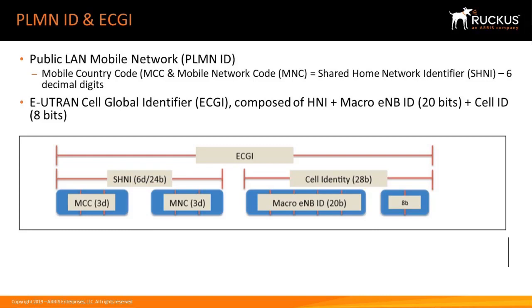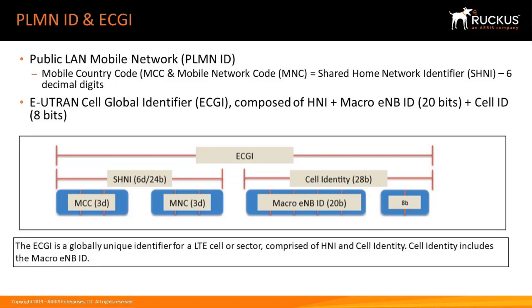The ECGI is composed of the Shared Home Network ID, plus the macro eNode B ID, which is 20 bits, plus a cell ID of 8 bits. The ECGI is a globally unique identifier for an LTE cell or sector comprised of HNI and cell identity. Cell identity includes the macro eNode B ID.